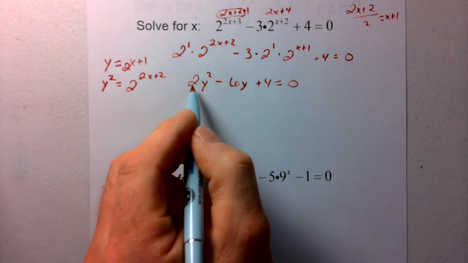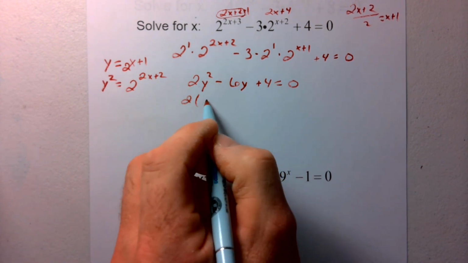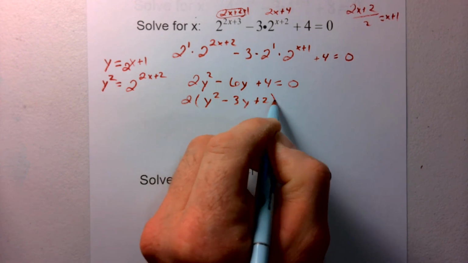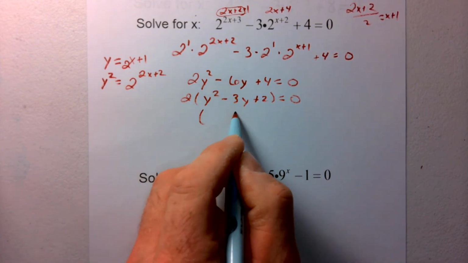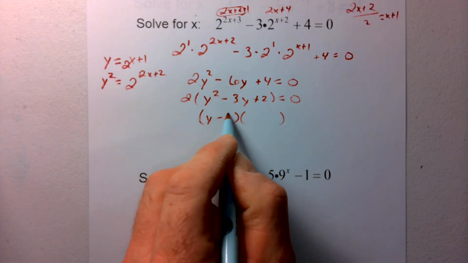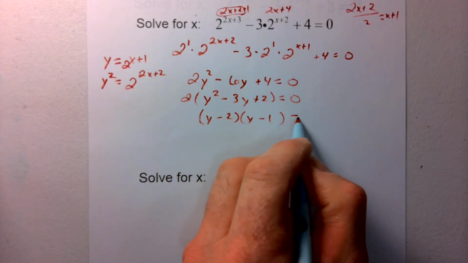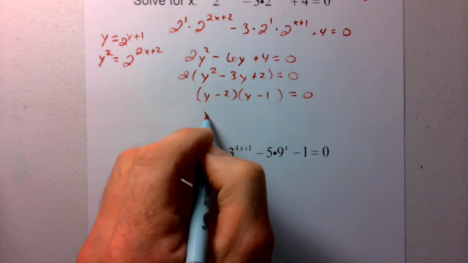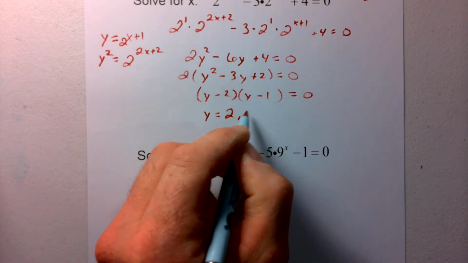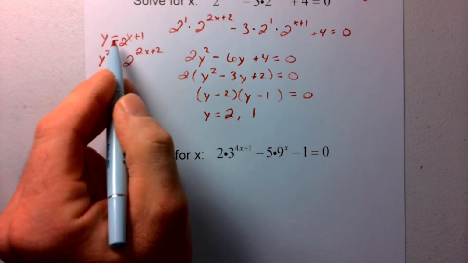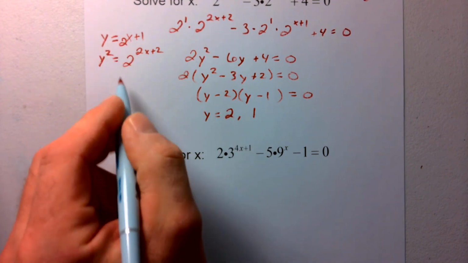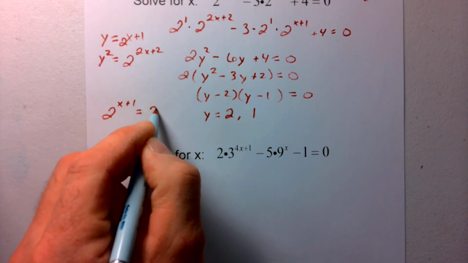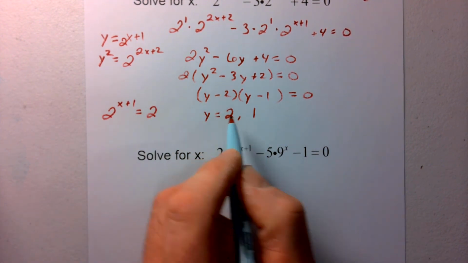I can go ahead and factor out a 2, and it becomes just like we saw yesterday. y squared minus 3y plus 2 is going to equal 0. I'm going to go ahead and factor that. So I get y minus 2 and y minus 1 equal to 0. Again, I'm going to solve for y, so y equals 2 and y equals 1. But I know that y equals 2 to the x plus 1. So 2 to the x plus 1 is going to equal 2 from our first part.